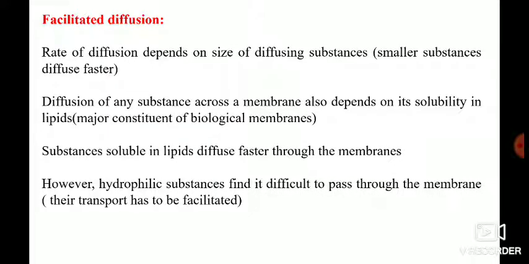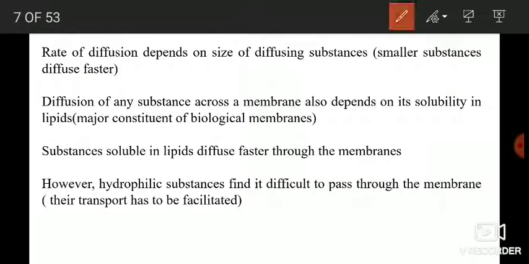Today we will talk about facilitated diffusion. First of all, we know that the rate of diffusion depends on the size of diffusing substances. So you can say that smaller substances diffuse faster, while larger substances diffuse slower. Or you can say the rate of diffusion of smaller substances is fast as compared to larger substances.